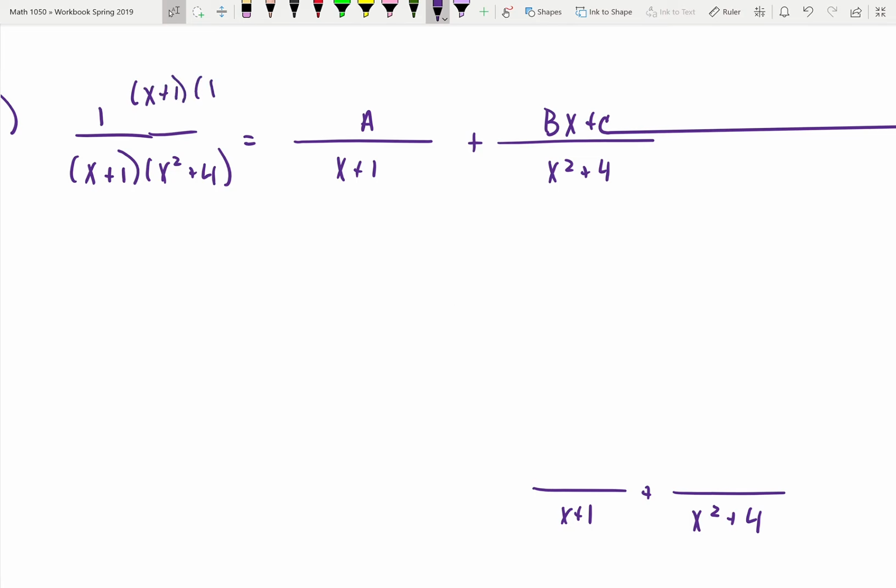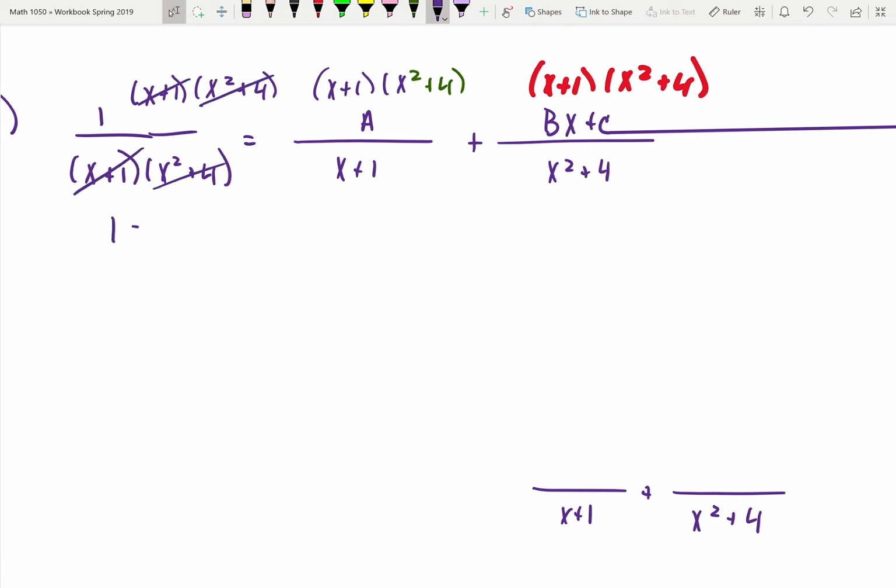Multiply all of these, sorry about the delay, by x plus 1 times x to the second plus 4. I'm changing colors and I don't care. So first fraction, x plus 1 cancels with x plus 1, x squared plus 4 cancels with x squared plus 4, you have a 1. Second fraction, x plus 1's cancel. Distribute the A, and I have Ax squared plus 4A.